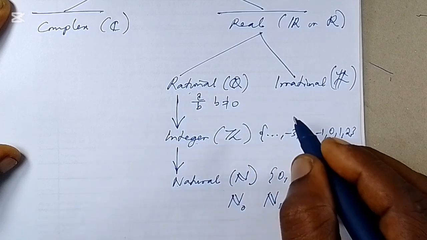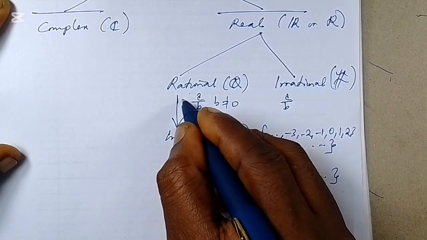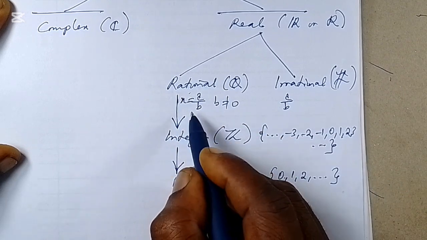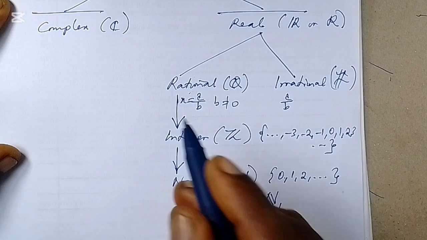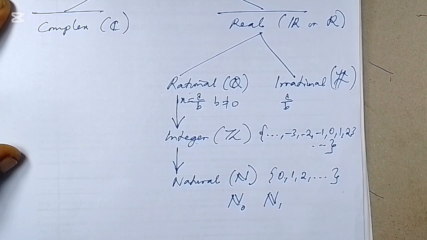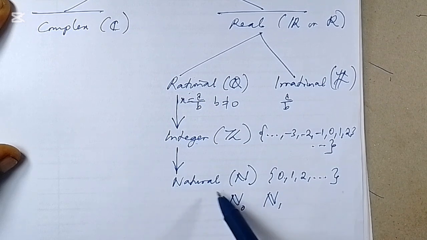However, there are numbers that cannot be expressed as a ratio of two integers. So if I call this number x, for instance, and say that x is a rational number, it means that x, whatsoever it is, can be expressed as a ratio of two integers. Why are natural numbers and integers also called rational numbers? It is because every natural number can be expressed as a ratio of two integers.